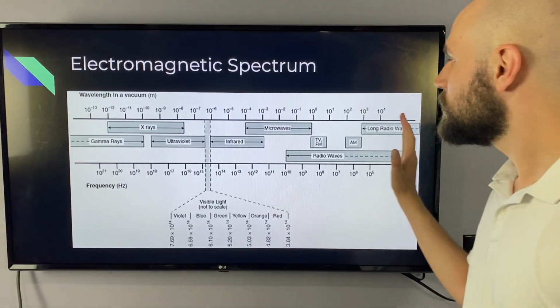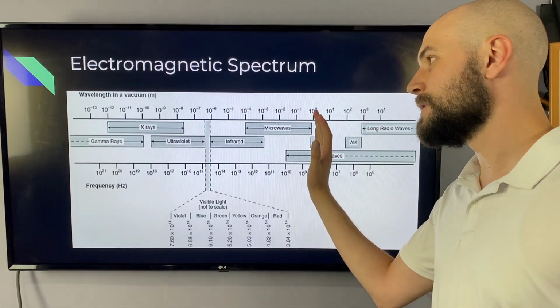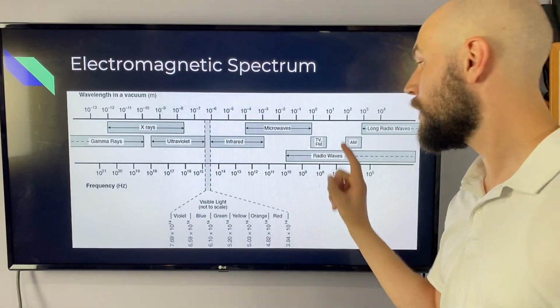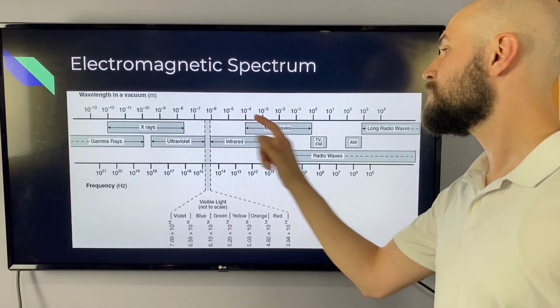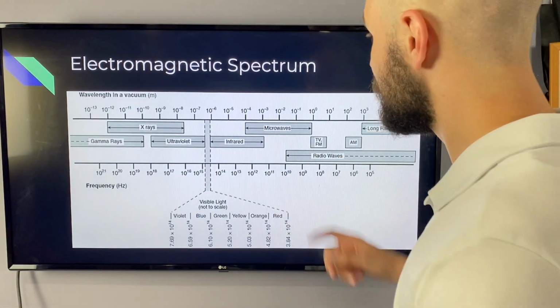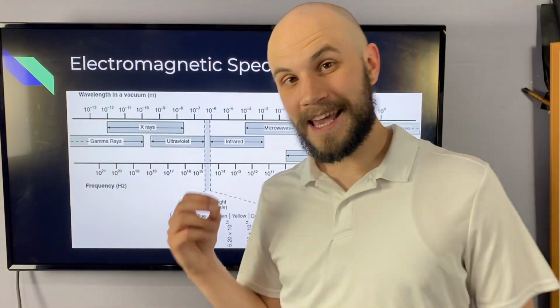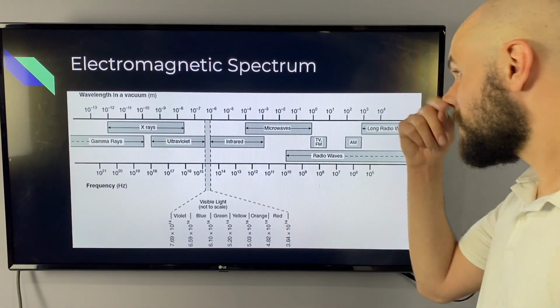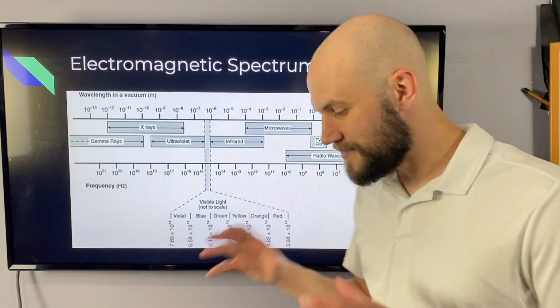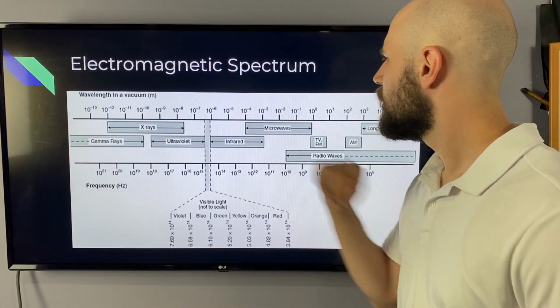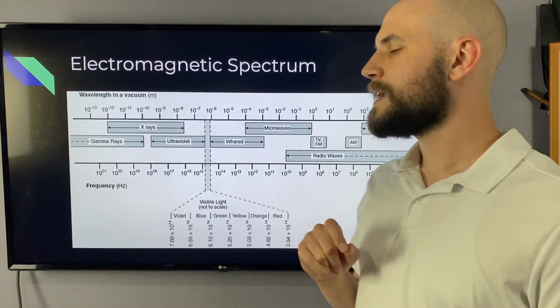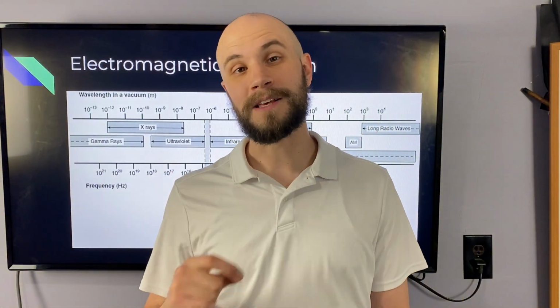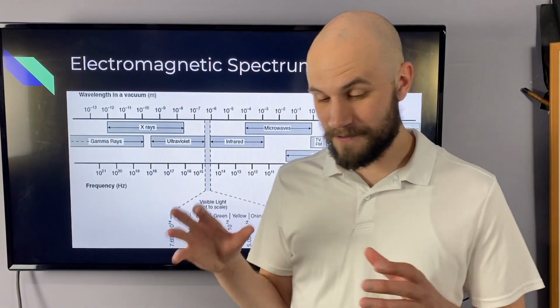As we move to the left, we're getting higher energy, shorter wavelength, higher frequency. That's where our microwave radiation lives. Microwaves are the radiation that is in your microwave oven in your kitchen. Microwaves are pretty cool because at this range of frequency, we can actually affect water molecules inside of our food. That's how our microwave ovens work.